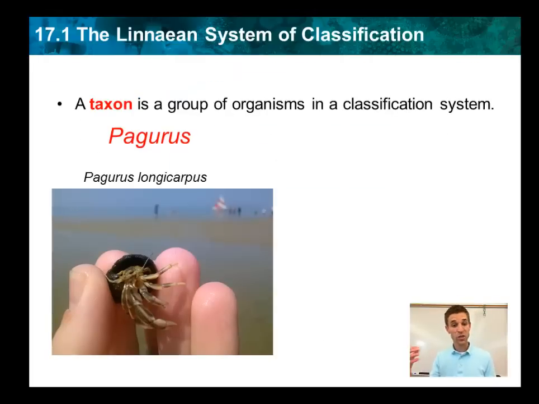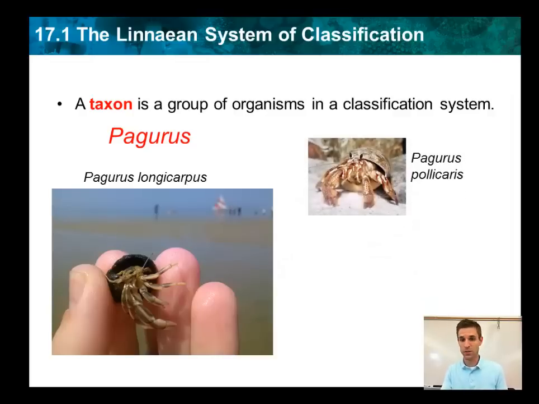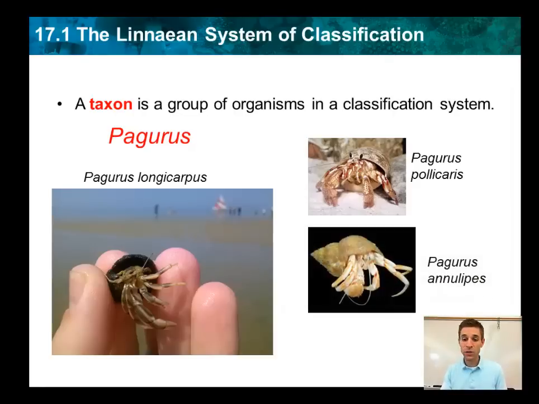But we can also consider Pagurus as a group to be a taxon, or a group of organisms in the classification system. For example, there are different Paguruses. So there's Pagurus polycharis, which looks a lot different than the hermit crab that I found, Pagurus longicarpus. And there's also Pagurus annulepes. All three of these hermit crabs occur on the east coast of the United States, and they're all part of one group called Pagurus. But they all have slightly different second words in their name, but we would call them all a taxon, because taxonomy is the science of naming and classifying organisms. So you can have one type of species that is a taxon, or you can have a group of species that's also a taxon.